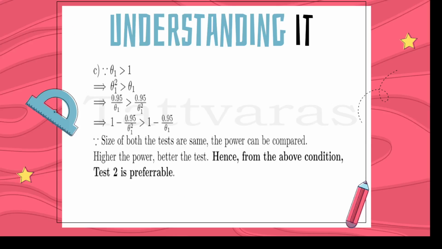Now, θ1 is greater than 1, as given. So if we multiply it with θ1 again, we get θ1 squared greater than θ1. And now we can write 0.95/θ1 greater than 0.95/θ1 squared, and this step follows. Since the sizes of both the tests are the same, the power can be compared. Higher the power, the better the test, and thus from the above condition, test 2 is preferable.